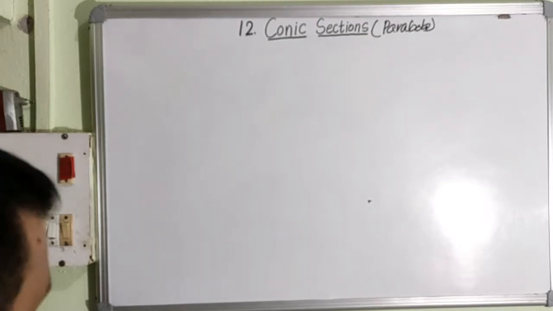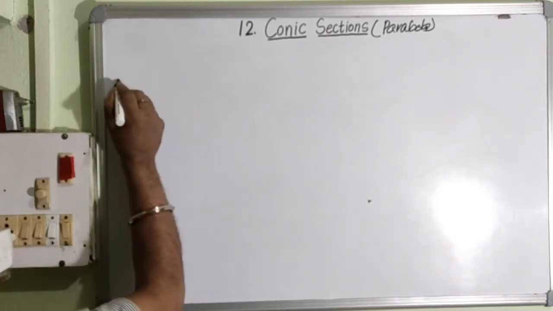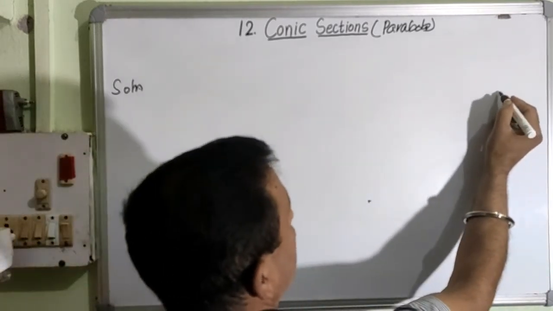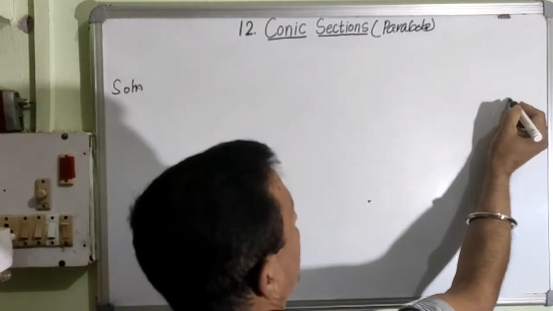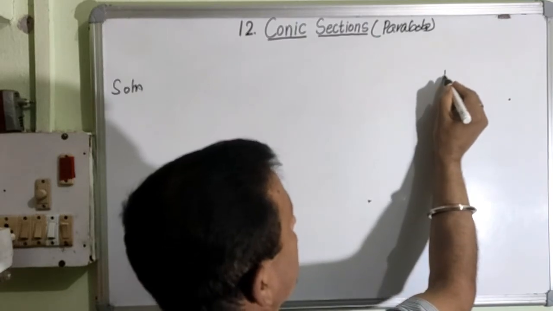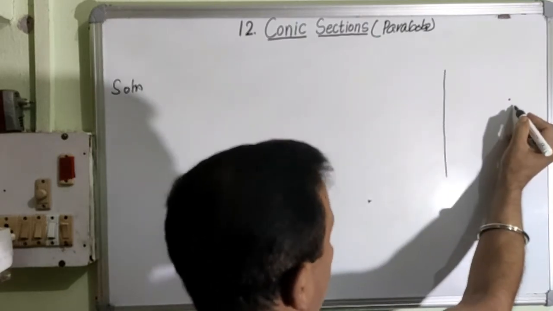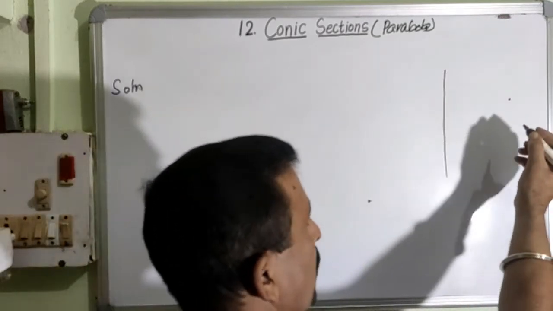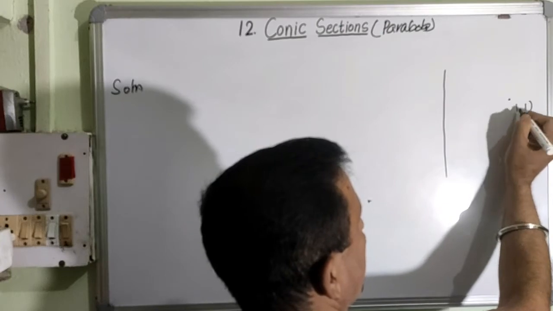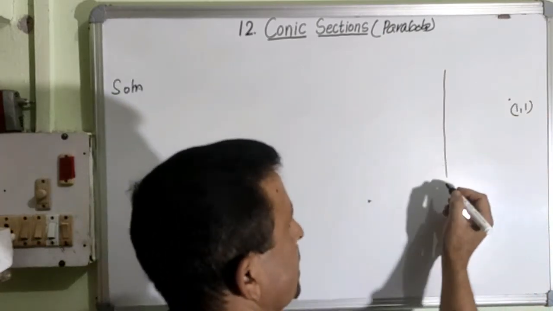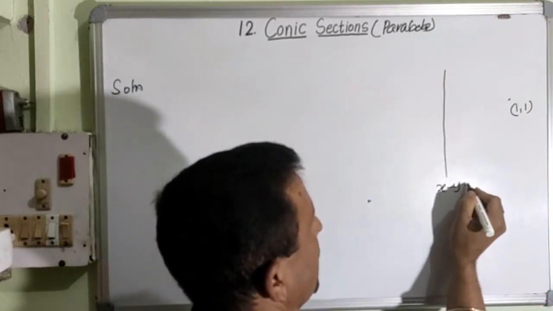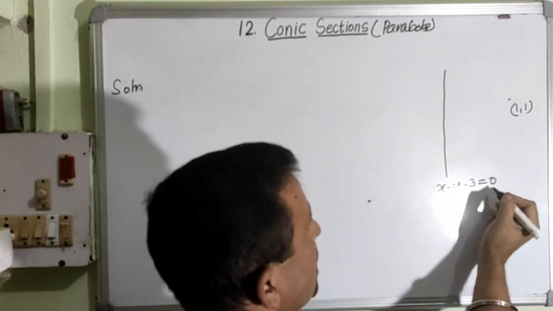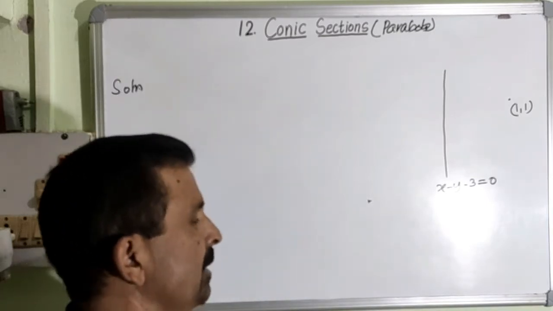So once again, let us draw the diagram. For here we will take the focus and then we will draw the directrix, right? The coordinate of the focus we are given is (1, 1), and the equation of the directrix is given as x minus y minus 3 is equal to 0. This is the equation of the directrix given.